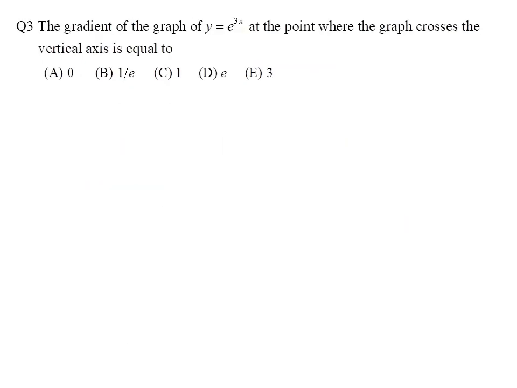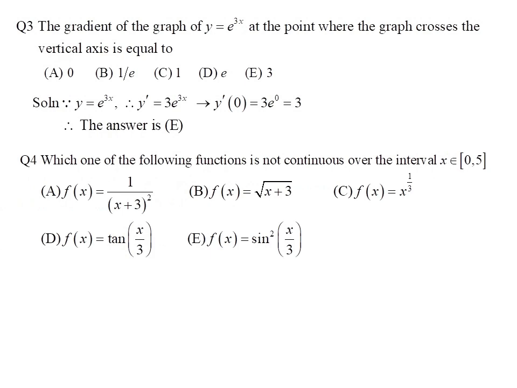Question 3 is to find the gradient of the graph of y equals e to the 3x at the point where the graph crosses the vertical axis. Since the function rule is y equals e to the 3x, its derivative y prime equals 3 times e to the 3x. Hence, y prime of 0 equals 3. Hence, the answer for question 3 is E.